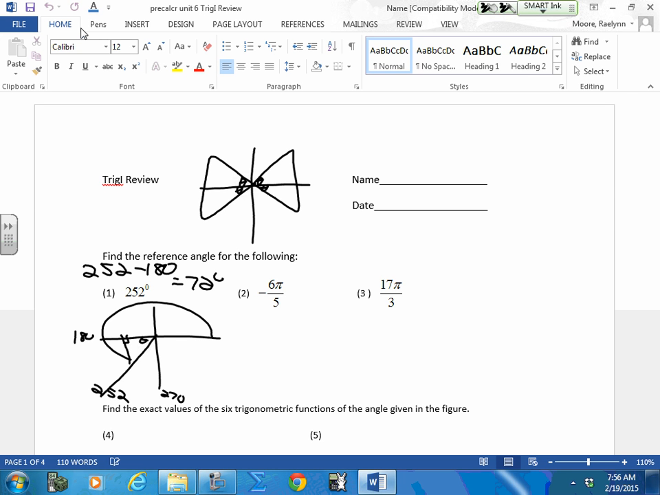That triangle will be the same in every quadrant. Do we have a special triangle for this? No, but that's just asking what your reference angle is.